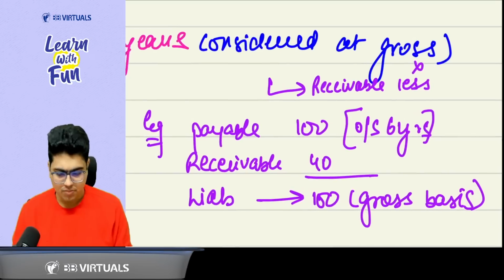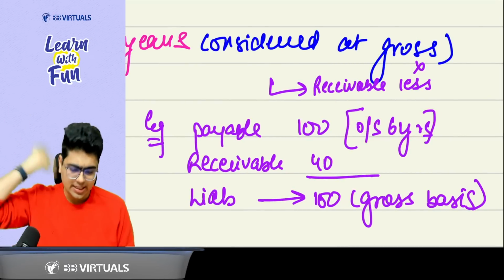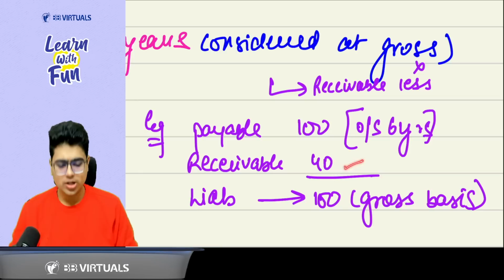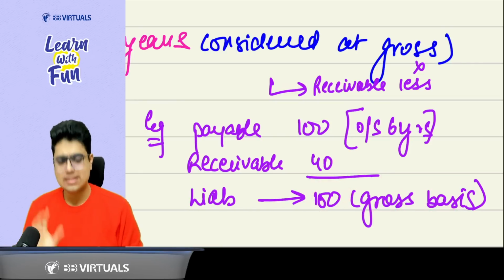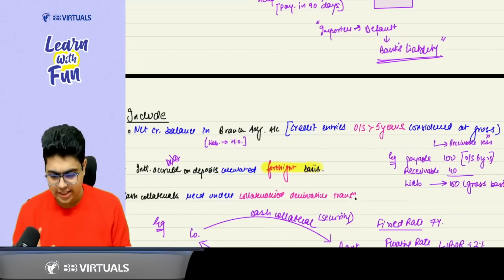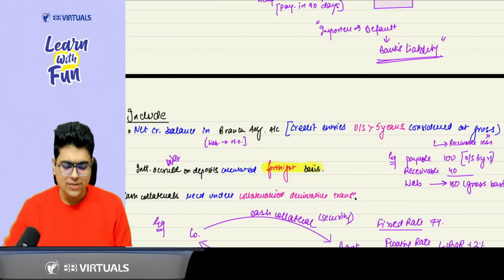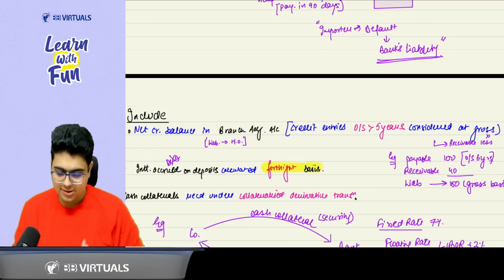For example, let's say there is a payable of 100 which is outstanding for 6 years. Is it more than 5 years? Yes, sir. And there is also a receivable from the other branches of 40. What will be your liability? 100 only. You will consider it on gross basis. You will not deduct the 40 which is receivable. So this is what they have written: the net credit balance of branch adjustment account is included in the liability. If there are credit entries outstanding for more than 5 years, consider them on gross basis.